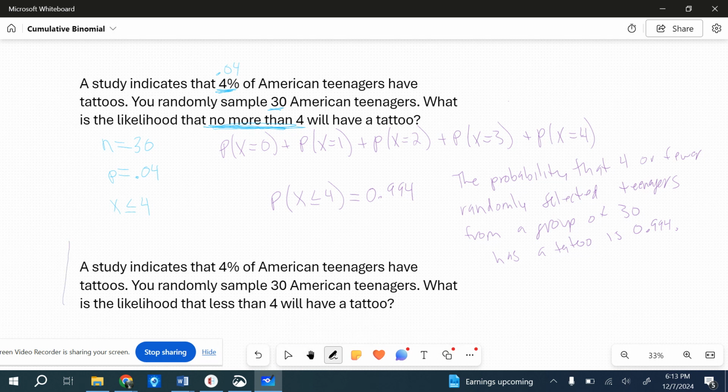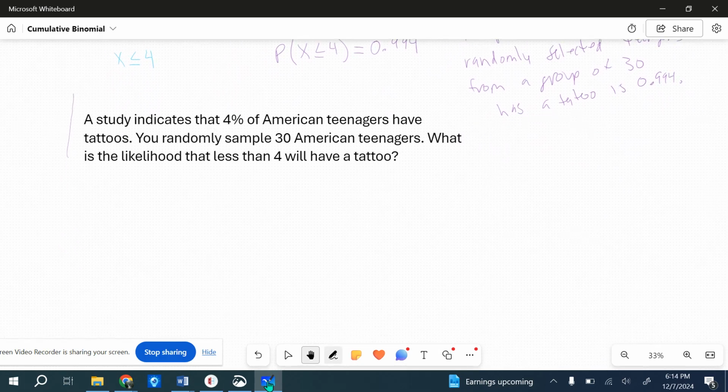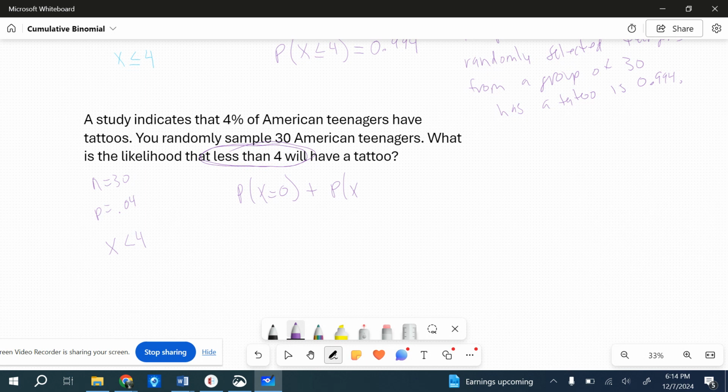Now this one down here. So my next example, it's the same situation. So I still have my group of teenagers. So my n is still 30. My p is still 0.04. But now we're looking for the probability that x is less than 4. So less than 4 means we're not going to include the 4. So I'm just looking for the probability that x equals 0 plus the probability that x equals 1 plus the probability that x equals 2 plus the probability that x equals 3.